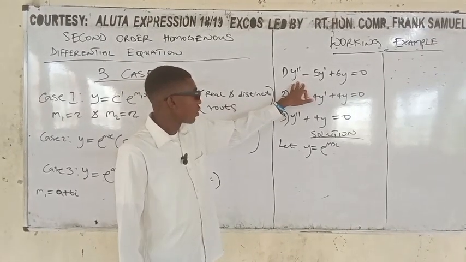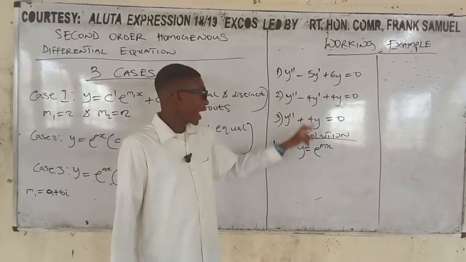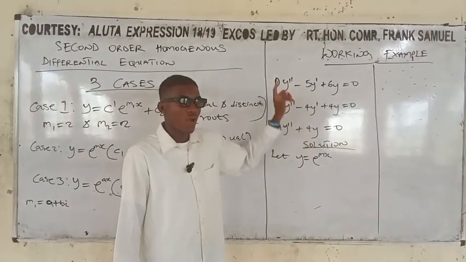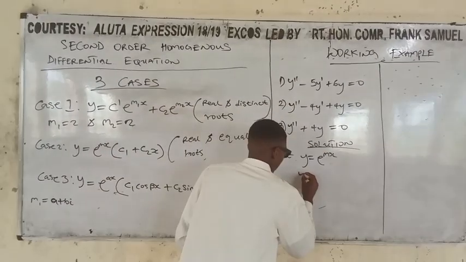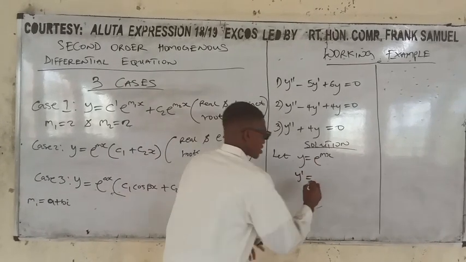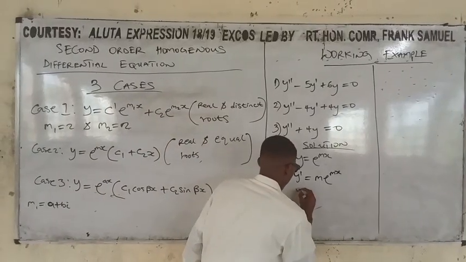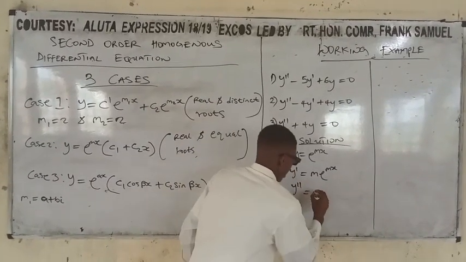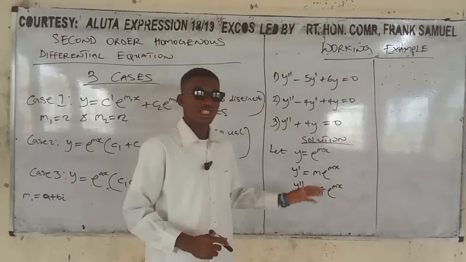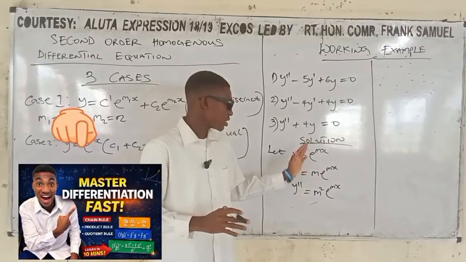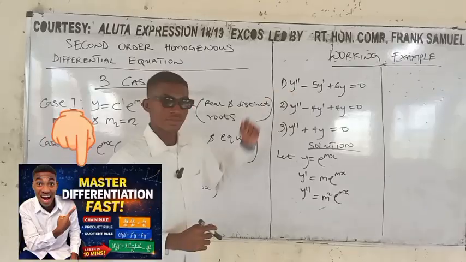Now, you look at your question given. Question 1 has y'', y' and y. We have only y. How can we find y'? We differentiate this. For y'', we differentiate again. That is the second derivative, right? So y' = m e^(mx), and y'' = m² e^(mx). If you don't know how to differentiate exponents, I've done a video on how to differentiate an exponential equation. So after this video, you can check that video out to get more knowledge. So now back to business.